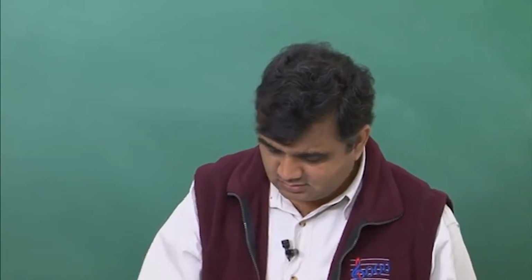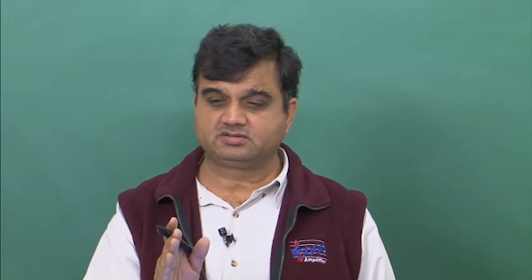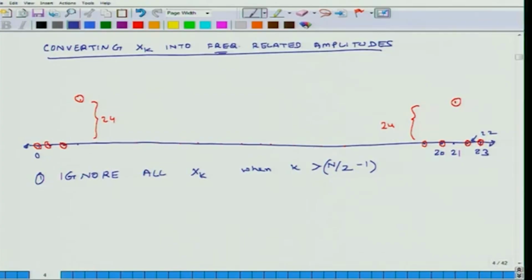First thing is, ignore all values of xk when k is greater than N over 2 minus 1. So, in this case what does that mean? You take only the first 12 points. N by 2 is what? N is 24, right? N by 2 is 12.